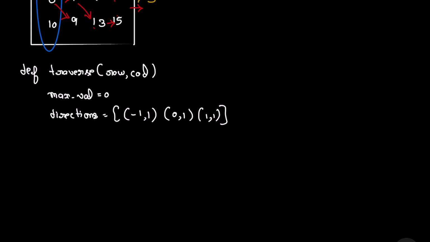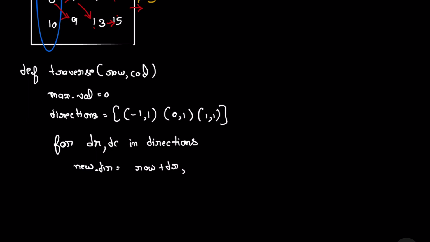What this is supposed to mean is if I add any of these values in this list to my row and column, I'll get the next element. Let's see how. For dr, dc representing row and column in directions, we need to create a new direction. This will be equal to row plus dr, col plus dc. This will be my new direction.